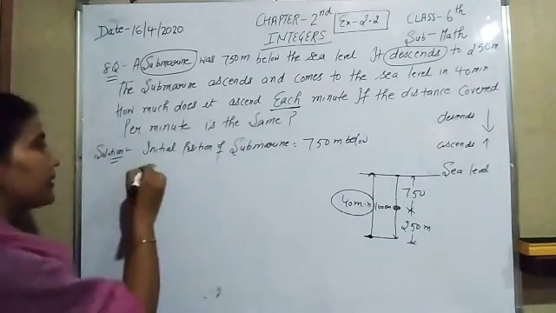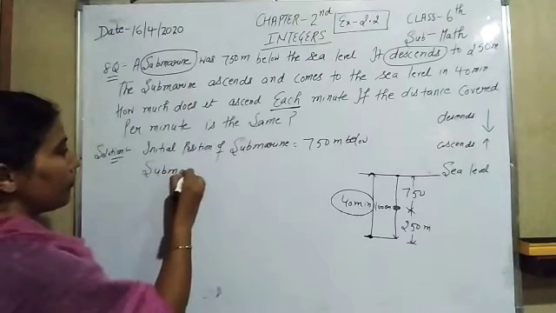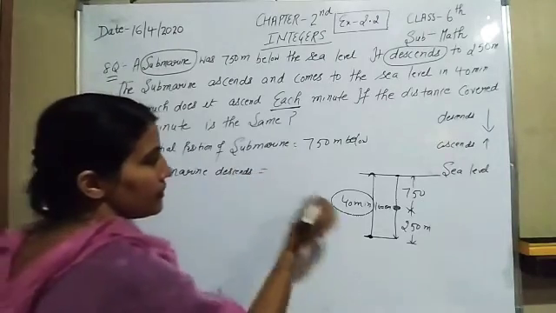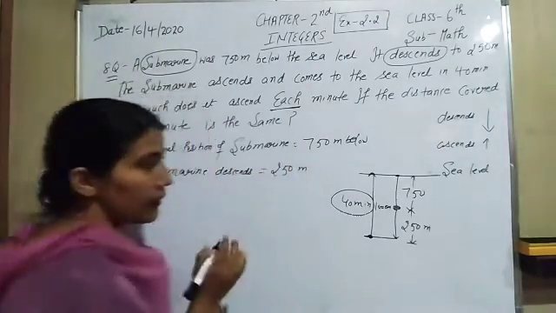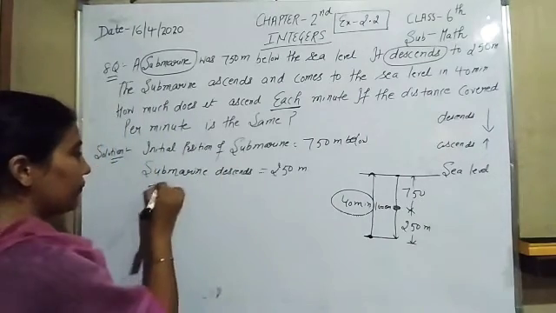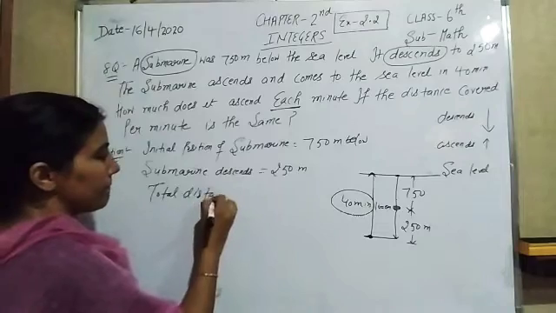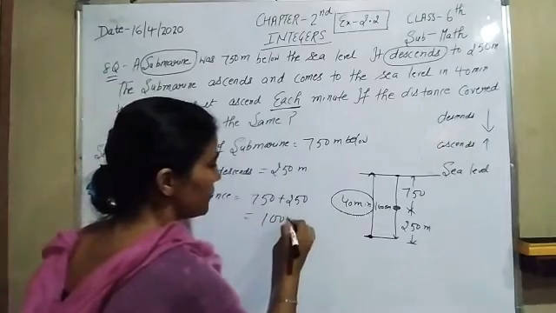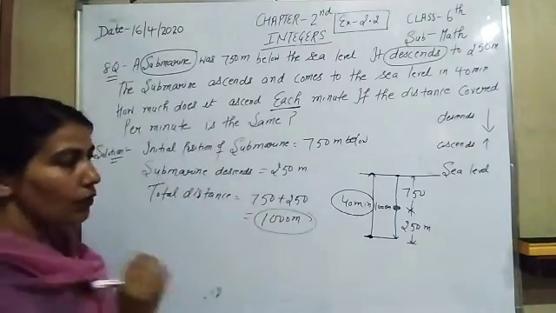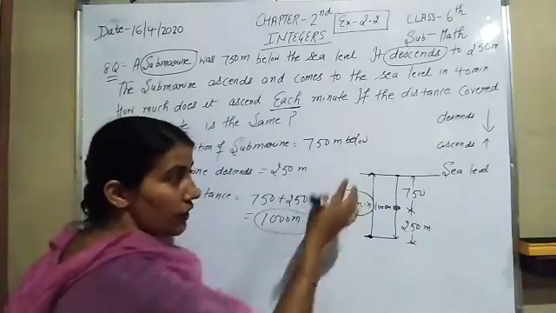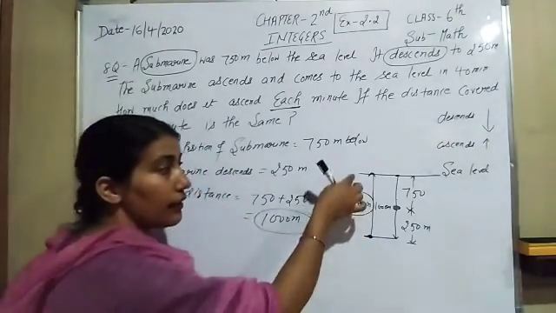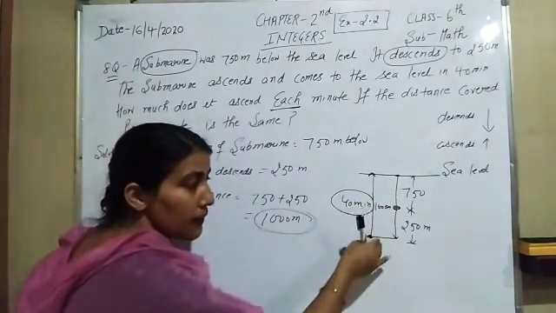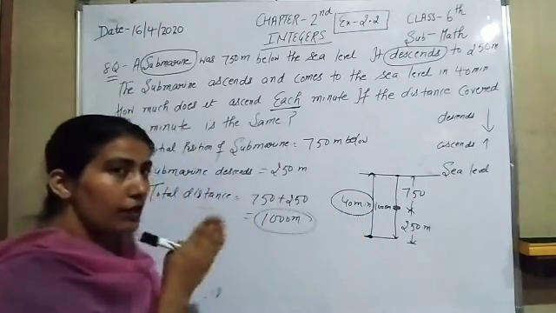The submarine descends 250 meters. Clear? That means the total distance it covered is 750 plus 250, that is equal to 1000 meters. That is our total distance. Now, from this position to this position, it has to come again to the sea level. If it covers 1000 meters in 40 minutes, we have to find out in 1 minute.